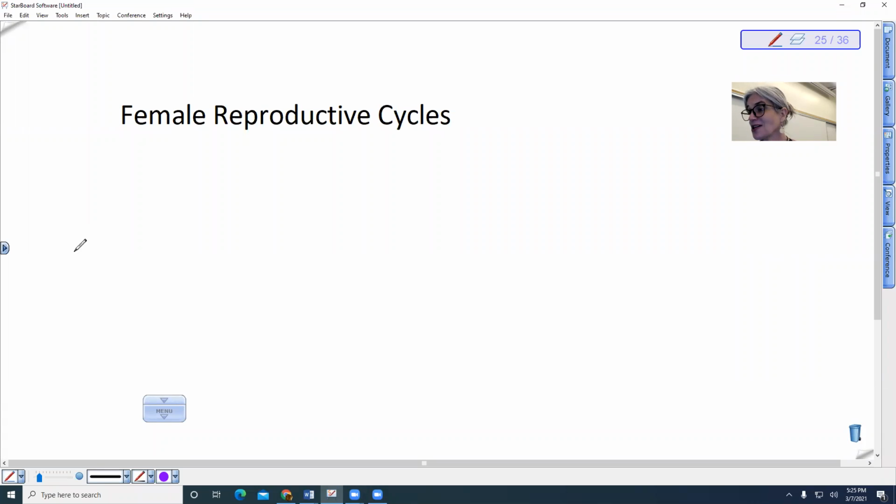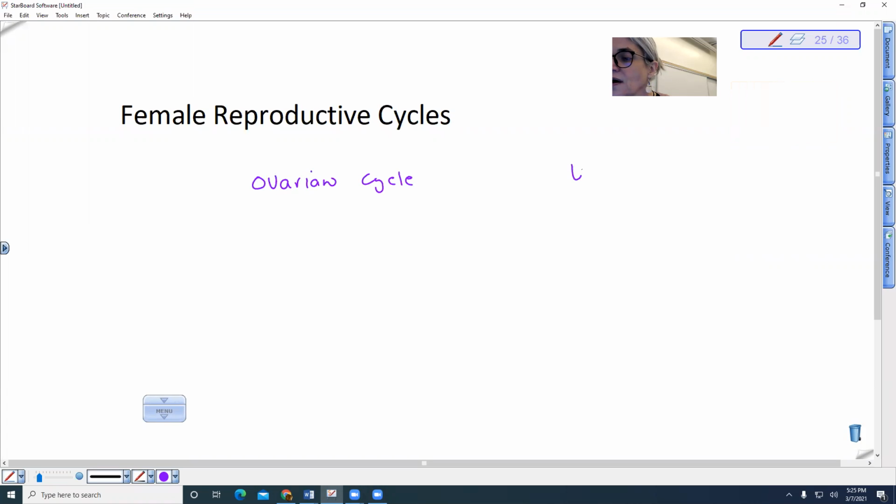When we talk about female reproduction, we have to talk about the ovarian cycle and the uterine cycle. We'll talk about the hormones that regulate it in a little bit, but the ovarian cycle and the uterine cycle need to line up. So I'm going to create a little table here. So this is my uterine cycle. Why do they need to line up? Because when the ovary ovulates, when it releases the egg and it can potentially be fertilized by sperm, the uterus needs to be ready for possible implantation. So we have to have coordination between these two cycles.